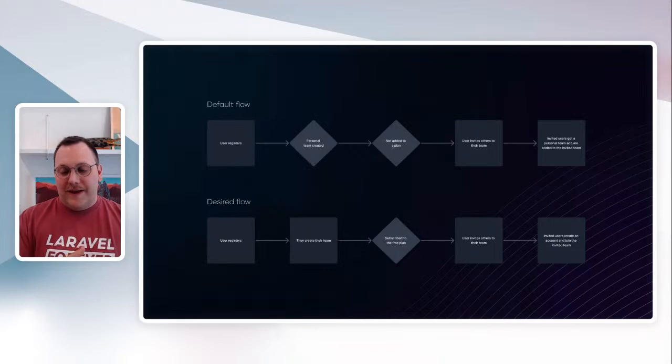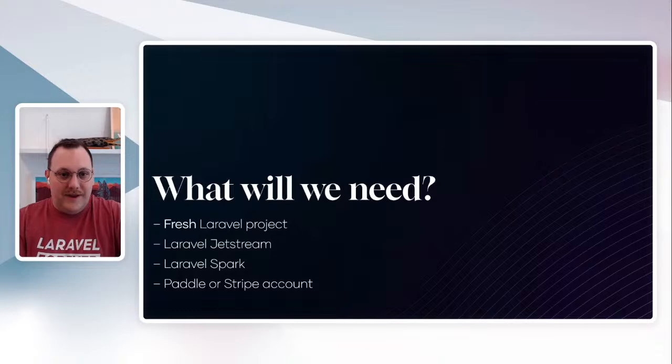And then when a user invites others to their team, we want to make sure that those users don't have that personal account. They're just joining the team that they've been invited to. So we're going to look at all this here and how quickly we can customize it. So what are we going to need in order to do this?